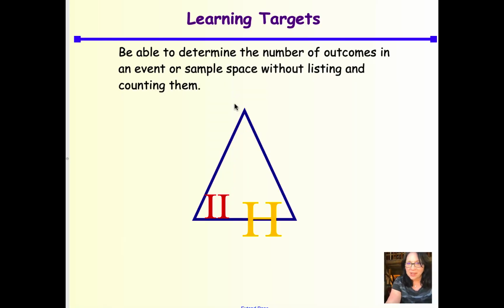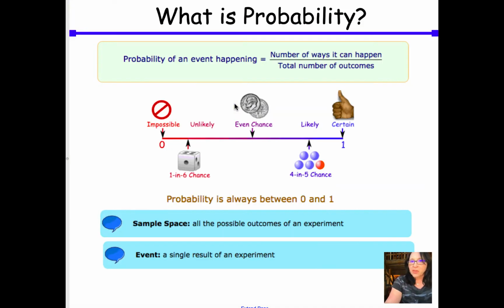So let's get started. Learning targets: determine the number of outcomes in an event or sample space, which is the total, without listing or counting them, just trying to find the number of outcomes. So basically probability is the number of ways something can happen over the total number of outcomes, and those outcomes could be your sample space. It could be anything, whether you're talking about money, dice, marbles, etc., or cards even.